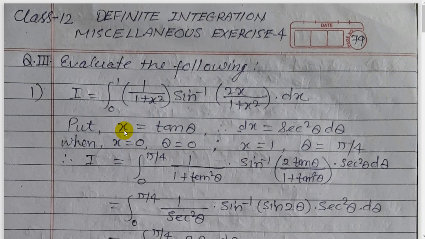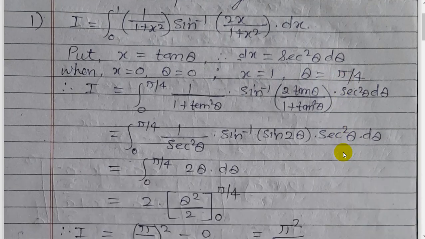When x equal to 1, tan theta is 1. So tan theta is tan 45 degrees, or you can say tan theta equal to tan pi by 4. Then theta equals pi upon 4. This means when x equal to 1, theta equals pi upon 4. Like this, you can write your correct limits, from the old limits to the new limits. How will you convert? Clear?